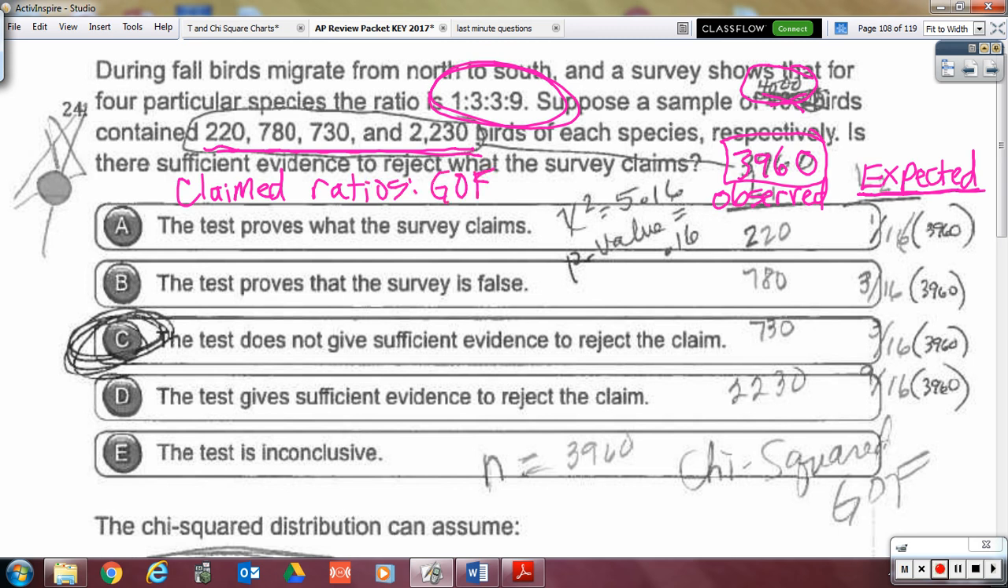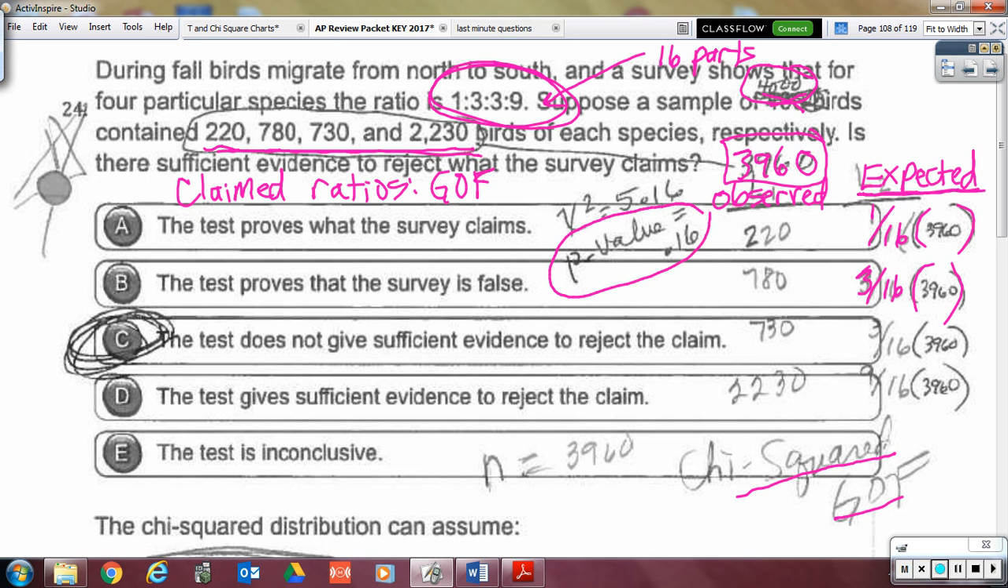All right, so now the next thing is, how do you do those ratios? If you got this 1 to 3 to 3 to 9, how many parts is this? There's 16 parts. So the first section should be 1/16 of the total 3960. And the second ratio is 3/16. The second expected is 3/16 of the total 3960. And so on.